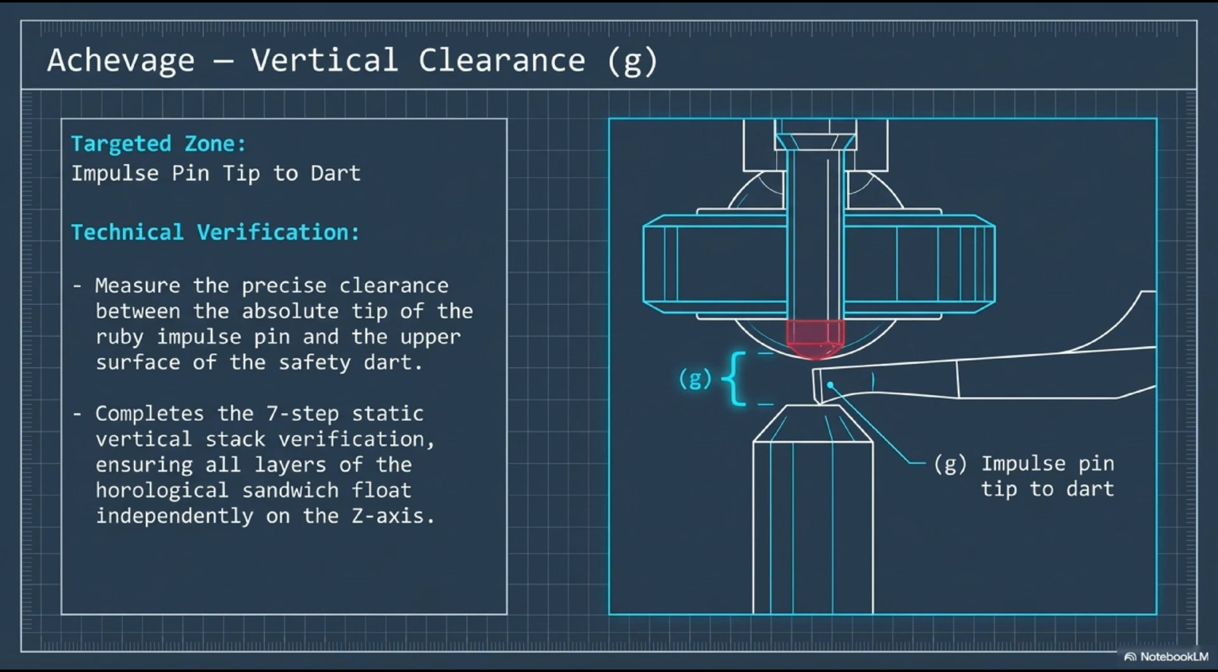The slide notes that clearance G completes the 7-step static vertical stack verification, ensuring all layers of the assortment float independently on the Z-axis. Think of it as a multi-layer sandwich of rotating and pivoting components, all stacked vertically, each layer requiring freedom from every adjacent layer. Once all 7 clearances pass verification, step 1 is complete. The stack is clear. Proceed to step 2, lateral impulse pin play in the fork mouth.